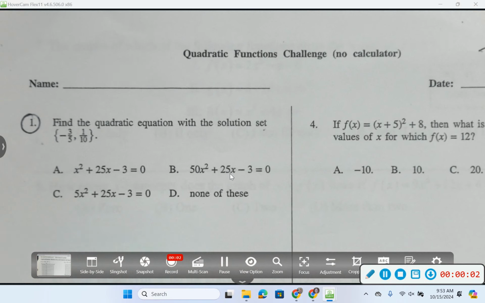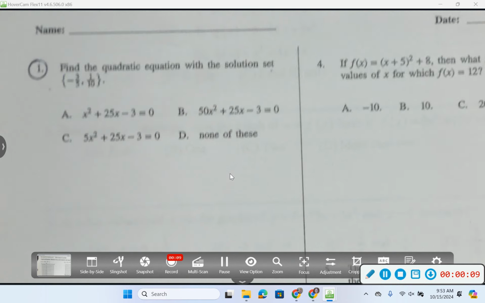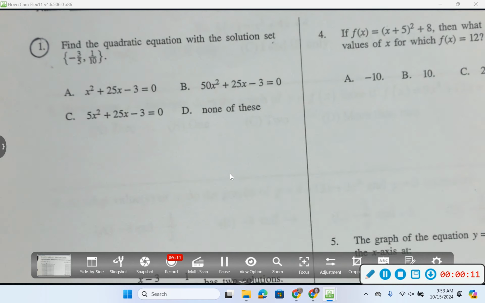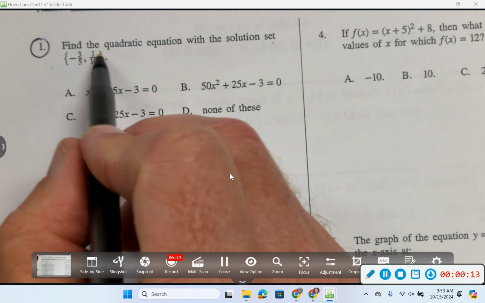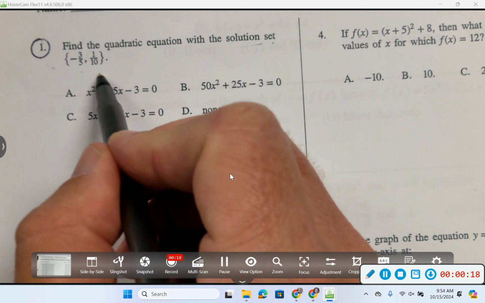Challenge questions. I'm just going to do 2 of them, but I picked the 2 after looking through the test, so you should trust my opinions on things. Number 1, find the quadratic equation with the solution set -3/5 and 1/10.